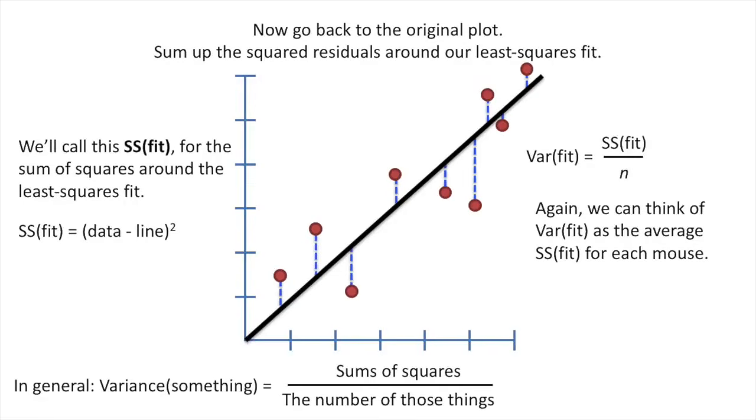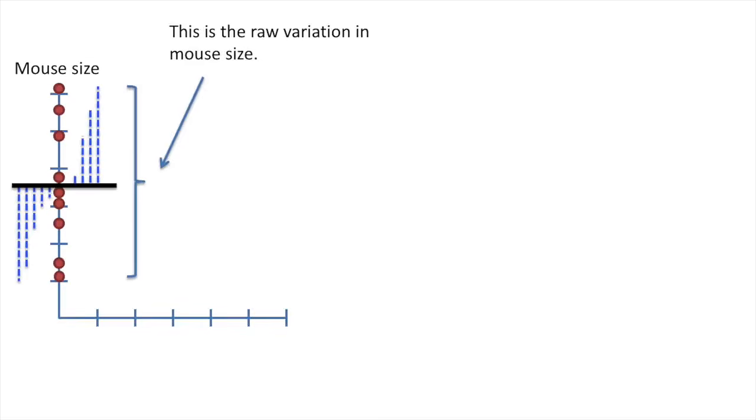In general, the variance of something equals the sum of squares divided by the number of those things. In other words, it's an average of sum of squares. I mention this because it's going to come in handy in a little bit, so keep it in the back of your mind. Okay, let's step back a little bit.